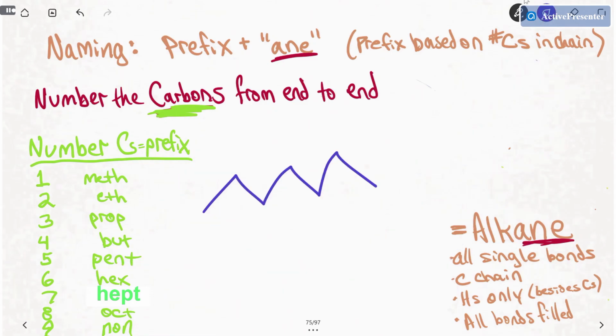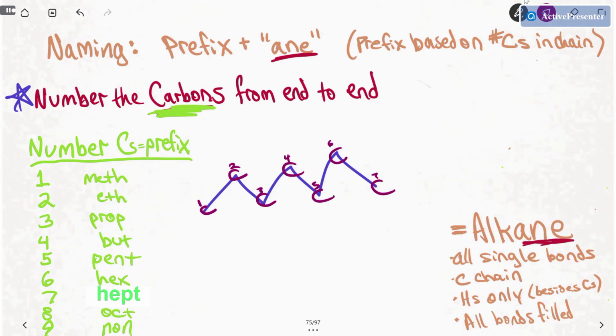Okay, so let's try this again. Here is another structure, and it just has that sawtooth structure to it, if you notice. Okay, so we count the carbons. Number the carbons from end to end. So that's 1 carbon, 2 carbons, 3 carbons, 4 carbons, 5 carbons, 6 carbons, 7 carbons.